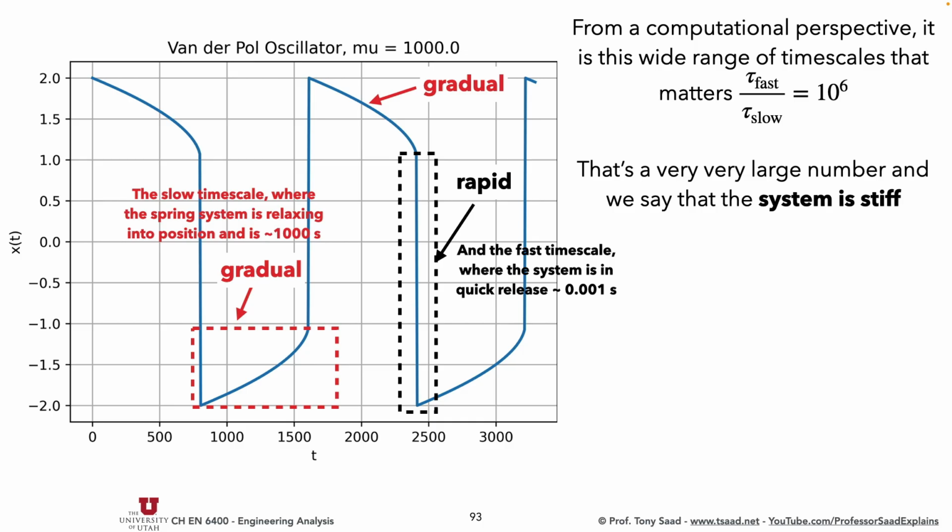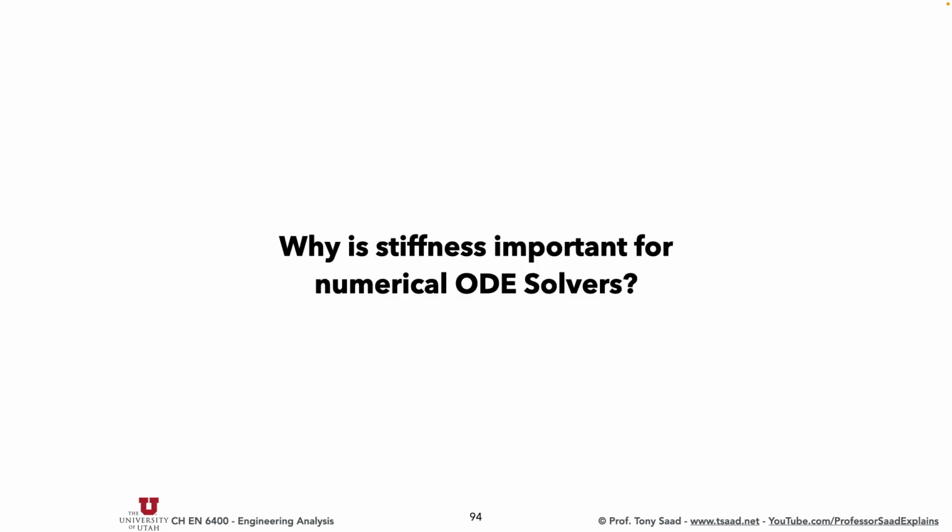If you go to smaller values of mu, there's only one time scale. There's just one time scale. It's about 1 second, and that's it. There's no separation of time scales. That's problematic. Okay, so now why is this problematic for ODE solvers?